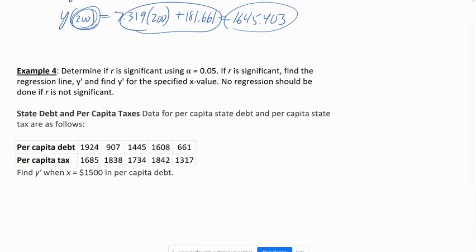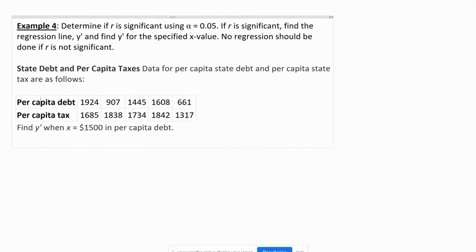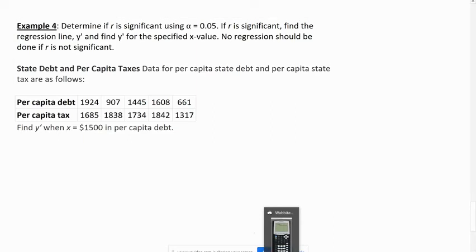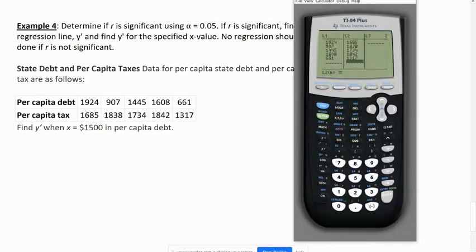The same idea on example 4. Let's go ahead and type in this data and see if R is significant. If it is, then we'll use the regression equation. And if it isn't, then we will accept the null hypothesis and say that there's no relationship. Pause your video and go ahead.